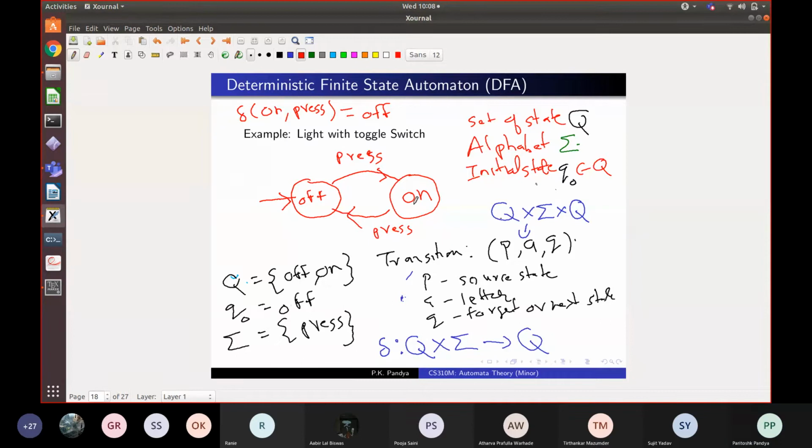And delta is basically a function which for every state and for every letter will give you the state to which you are moving. So Q represents the source state or the current state, sigma represents the current event that has occurred, and Q denotes the state in which you wind up, the next state in which you wind up, right? So this is called the transition function. It's a total function, that is for every Q and sigma, there should be an answer and there should be a unique answer because it's a function. So I think this transition function is a very important concept, and you should be able to understand what it does, right?